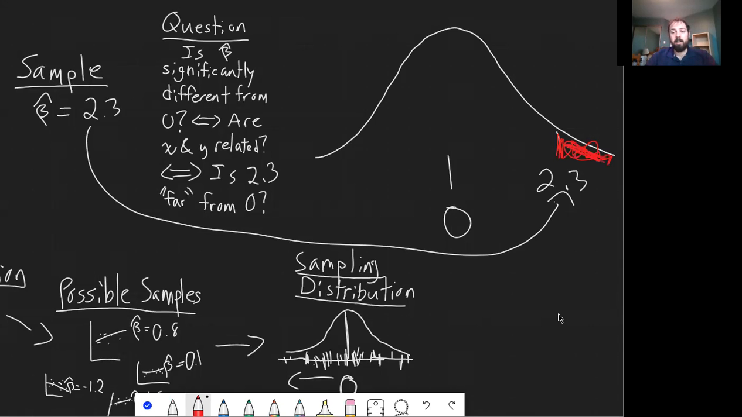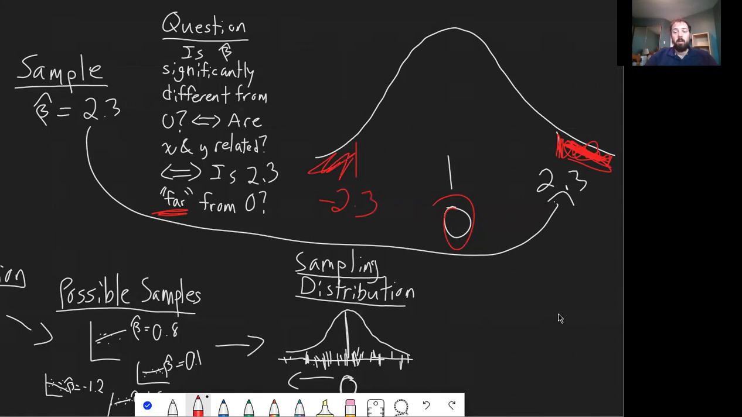This area just tells us how likely is it that if zero is the correct slope parameter, if the population has a slope of zero, how likely is our sample? There's a little twist here because we're asking, is it far from zero? So we actually also look at negative 2.3, just because we're looking at how far from zero we will allow. So we have to go far in both directions. So in the positive direction and in the negative, we have to look at both of them. Just a little technical thing there.